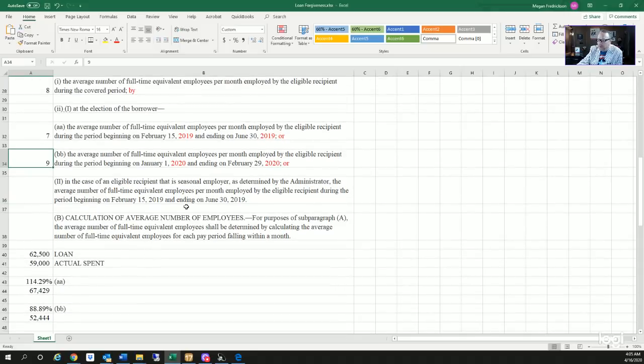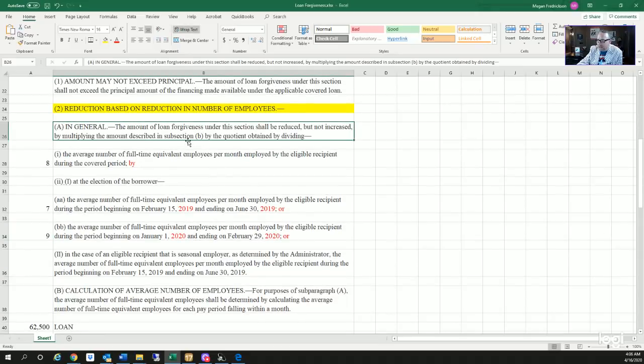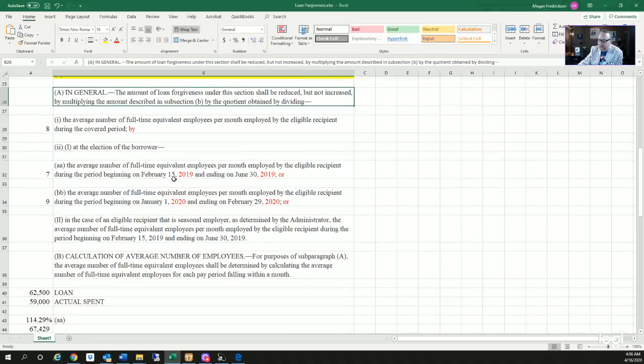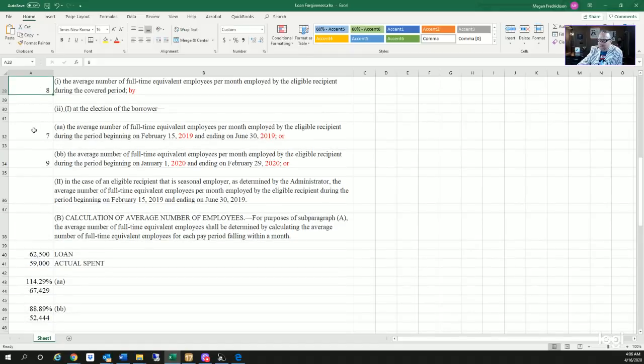So here's the math. You take the amount in B, okay? And what are you doing here? You're taking it by the quotient. What's the quotient? Well, there's 8 that were there during the PPP era. So 8 divided by 7, okay, is 114%. 8 divided by 9 is 88%, 88.89%.